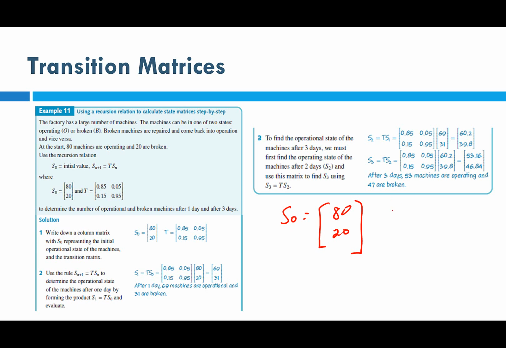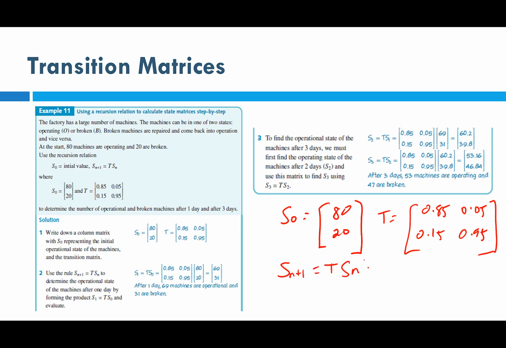There we go. And now we know for any number of weeks or days or whatever they're operating or not, we've got to set up our transition matrix, which was given to us previously, and that was 0.85, 0.15, 0.05, and 0.95. There's our transition matrix. I've got my initial here too. What else do I know? I know that S of n plus 1 equals T S of n.